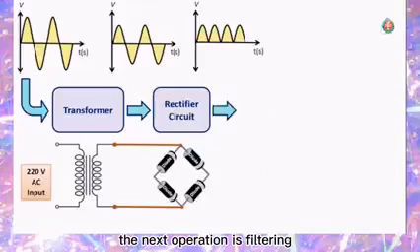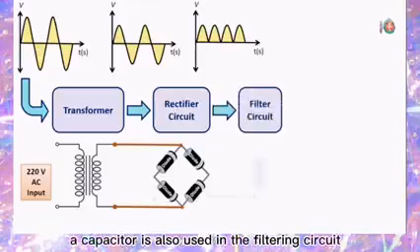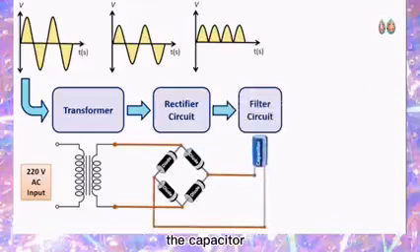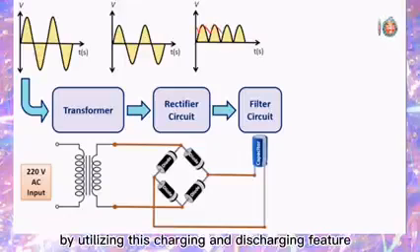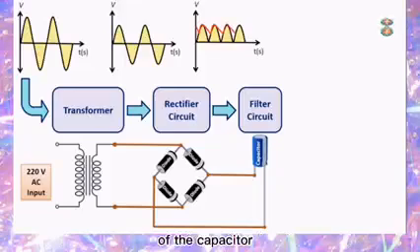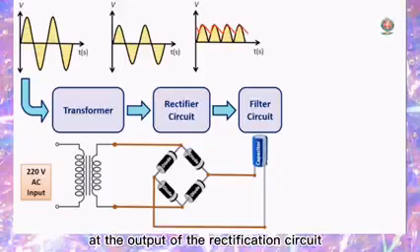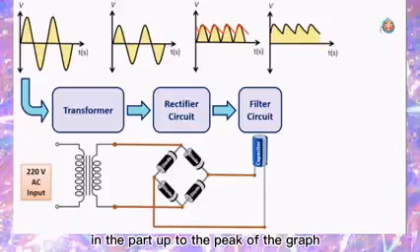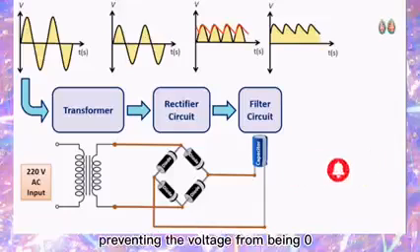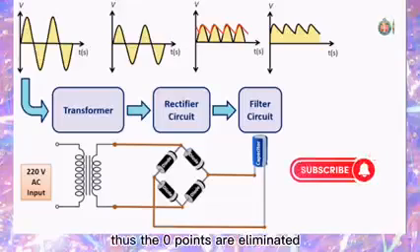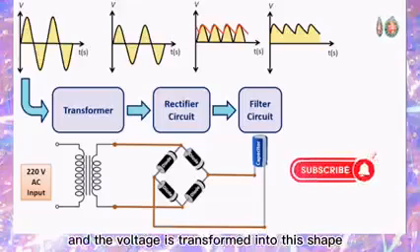The next operation is filtering. A capacitor is also used in the filtering circuit. If you remember, the capacitor used to store the voltage for a short time when used with DC. By utilizing this charging and discharging feature of the capacitor in the voltage at the output of the rectification circuit, while the capacitor charges in the part up to the peak of the graph, it discharges in the part from the peak to zero, preventing the voltage from being zero. Thus, the 0 points are eliminated and the voltage is transformed into this shape.